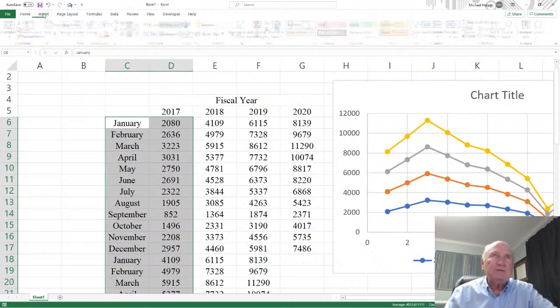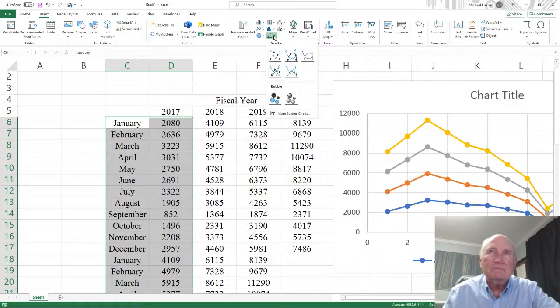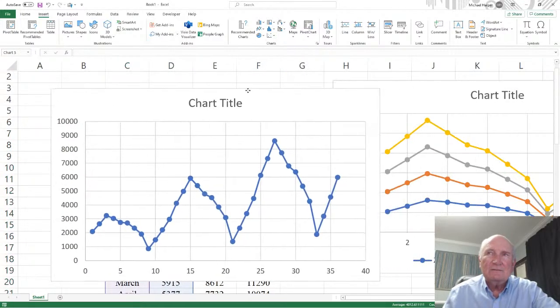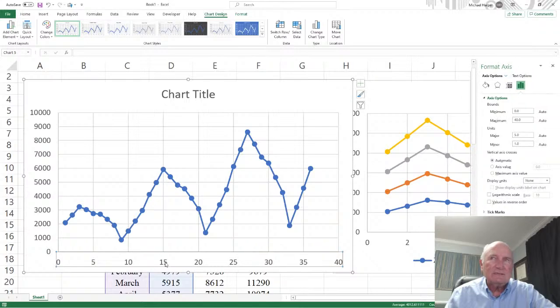Then I come up here to Insert, let's do the same thing. There it is. And there's my line plot. So you might want to use a line plot in there. Well, wait a minute. Let's see here. This is 5, 10, 15, 20. Tell you what, let's double click this axis.